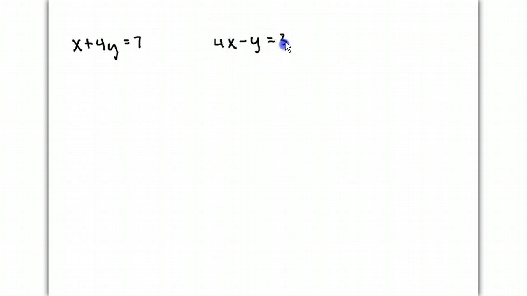Okay, let's see if you have the question. They give you two equations, x plus 4y equals 7, and they also give you 4x minus y equals 3. So the question is, are these two lines perpendicular?